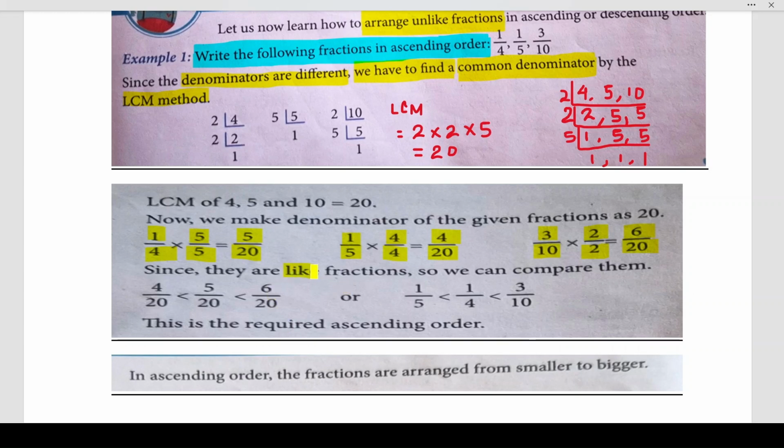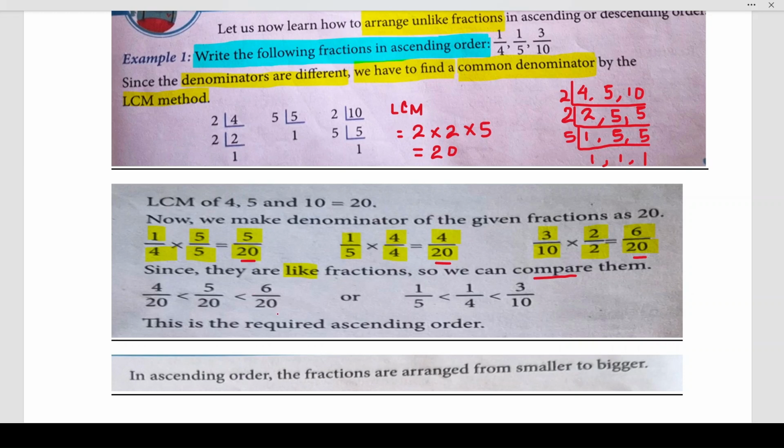Since they are like fractions now, how are they like fractions? Because all the three denominators have become the same. That means they have become 20 in all the three fractions. As you can see, 5 by 20, 4 by 20 and 6 by 20 all have the same denominator and they are now like fractions. So we can compare them. After converting them into like fractions only, we have to compare them and make them in ascending order. Ascending means from small to big.